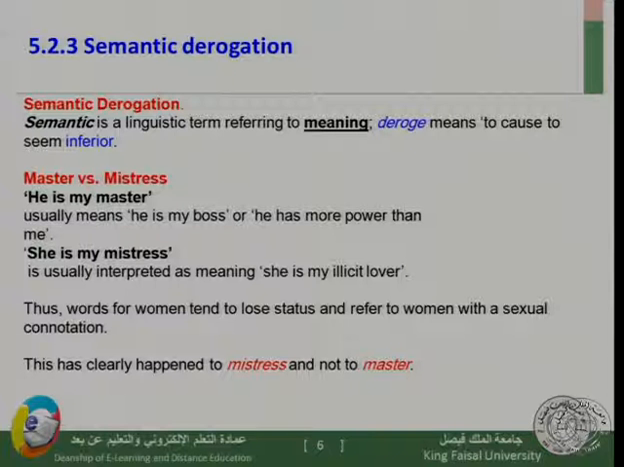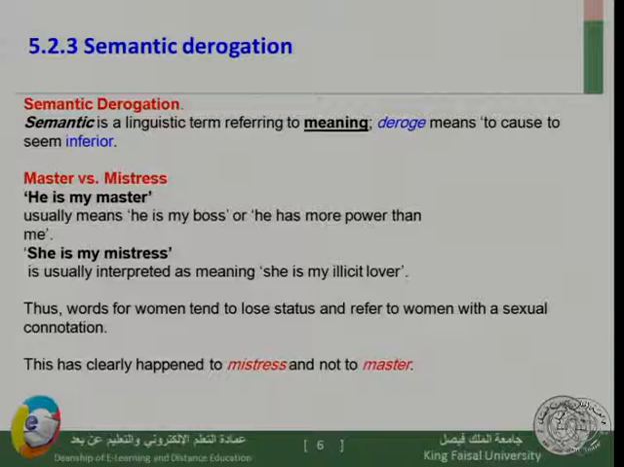The example we have is the two words master and mistress. If I say he is my master, the word master here usually means he is my boss, or he has more power than me. But if we say she is my mistress, we do not have the same meaning, because mistress is usually interpreted as meaning she is my illicit lover. Thus words for women tend to lose their original interpretation. They become of less status, and they are basically marked terms.